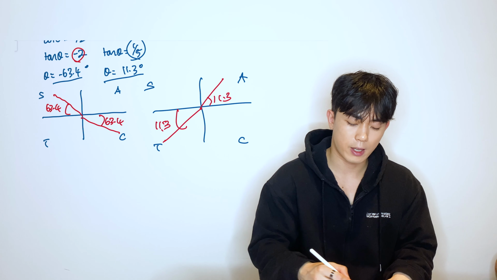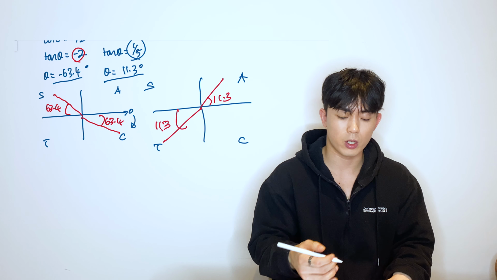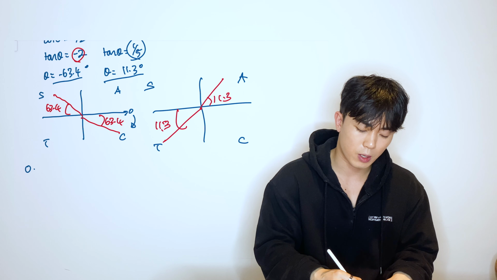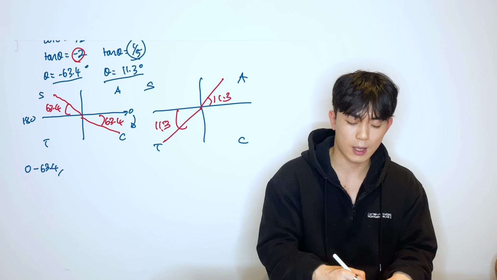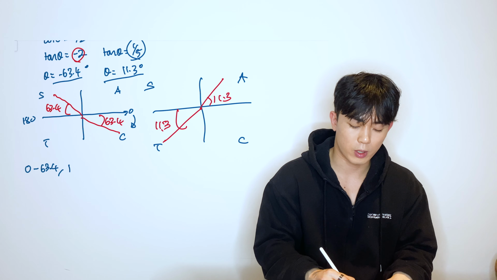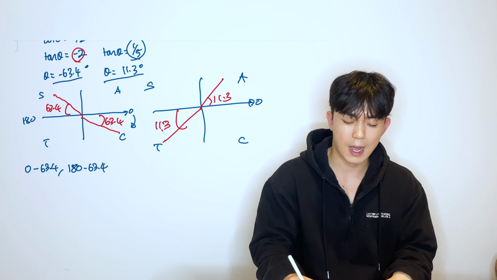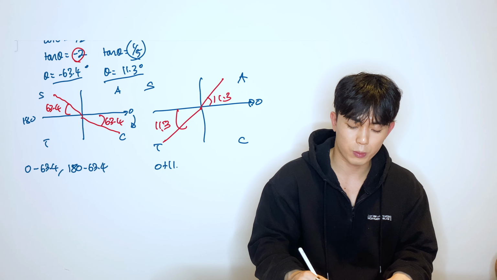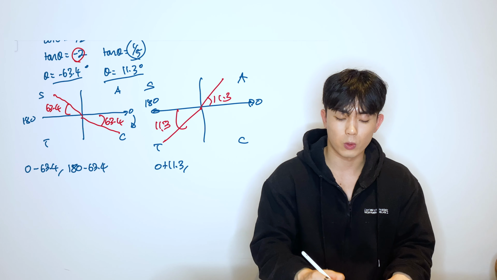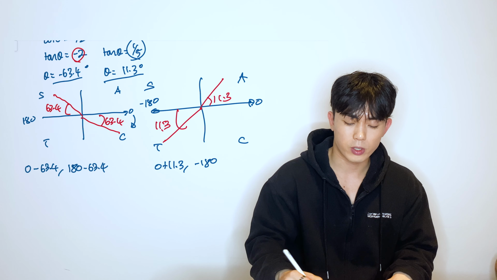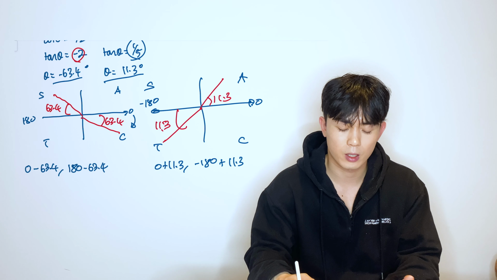So we get in here, this first one, we're starting off at 0, right? And we're going clockwise, so we know clockwise is negative. So we're going to have 0 minus 63.4. This one here is going to be from 180, and we're going clockwise again, so we're going to subtract it. So 180 minus 63.4. These values, this is 0, and we're going anticlockwise, which is plus, so 0 plus 11.3. And this is 180, but if we plus it, we get bigger than 180, right? So we can also say it's negative 180. And once again, we're going anticlockwise, so plus 11.3, and these will be your 4 answers.